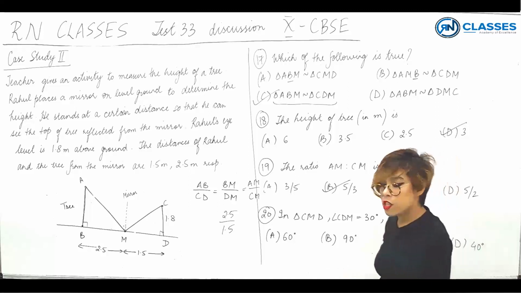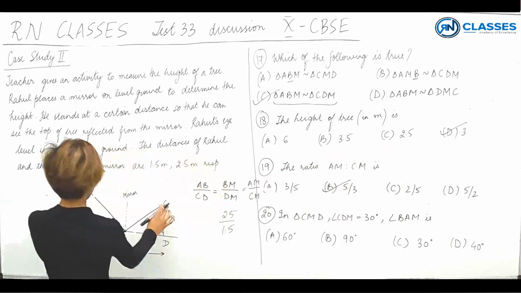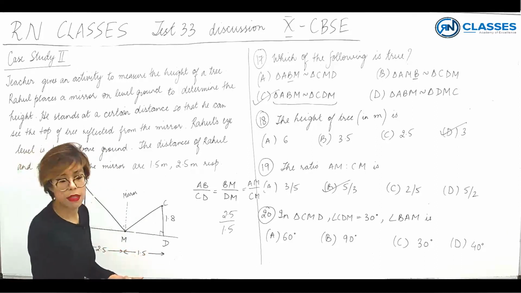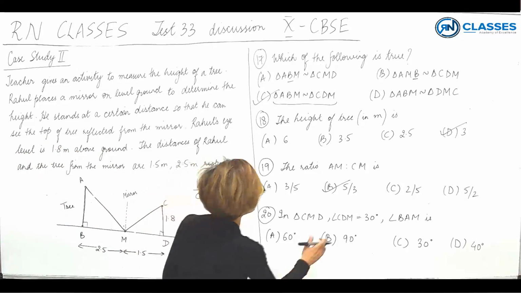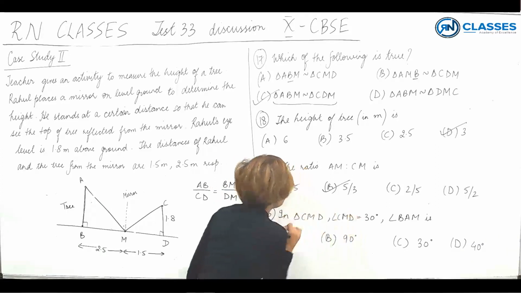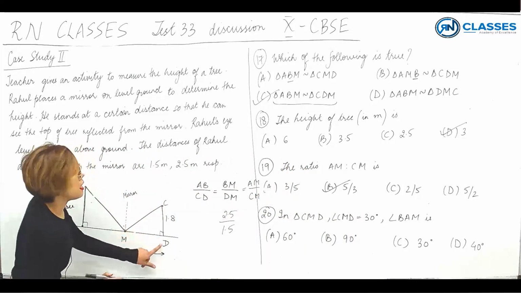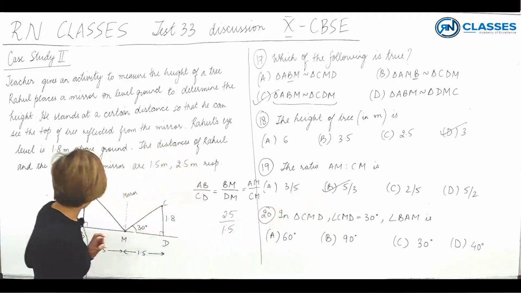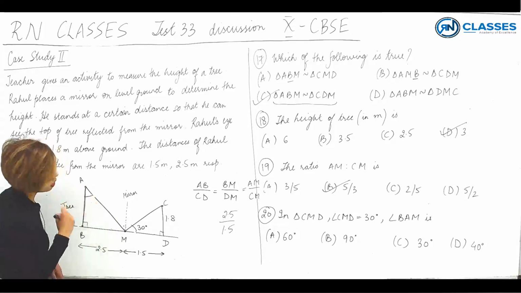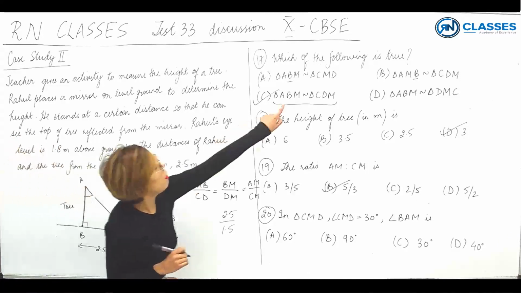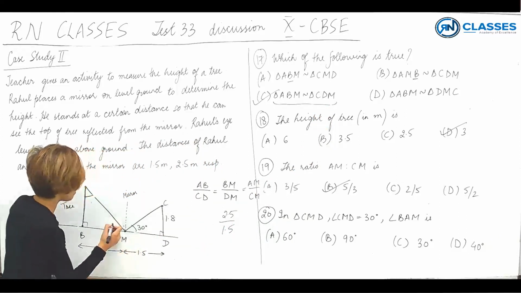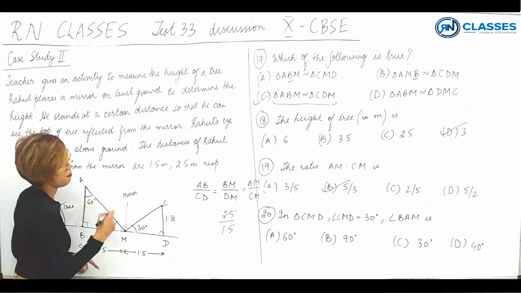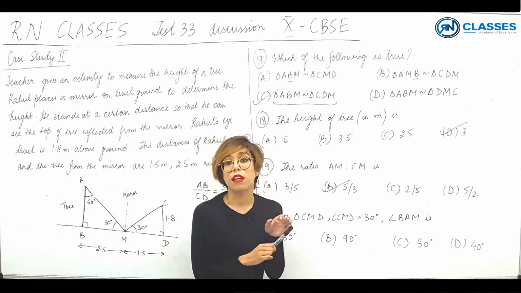Done? Alright. So in this triangle CMD, it should be CMD. Right, so in this triangle CMD is equal to 30 degrees. Right, BAM, I need to find BAM. Now check, what was corresponding to M? Right, so this is 30, that means this is 30. This is 90, this is 30, that means this is 60. Option A is the correct one.